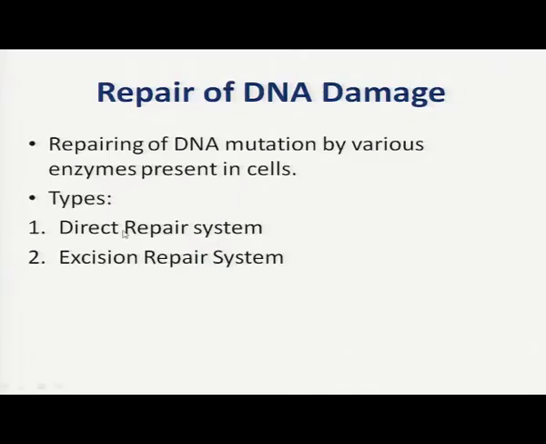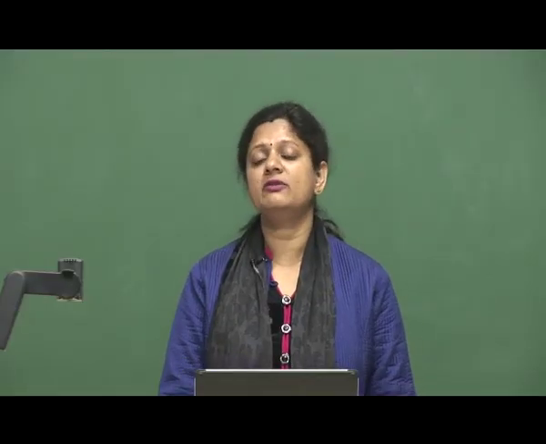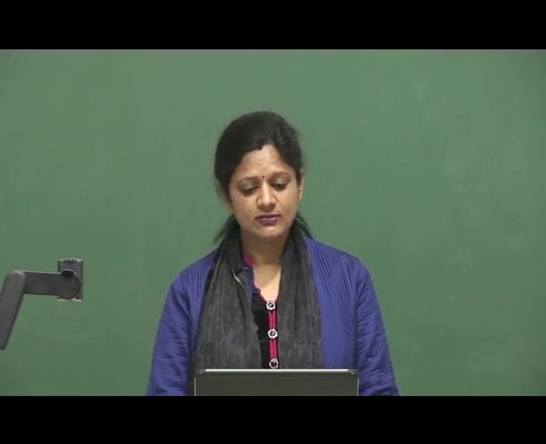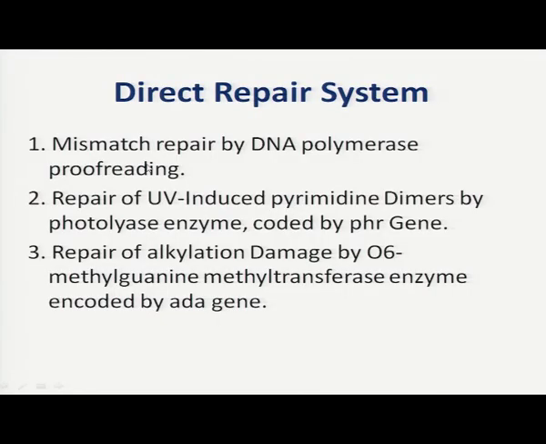In case of direct repair system, the damage is reversed at the same time, only the damaged portion is corrected, and in case of excision repair system, along with the damaged portion, certain normal fragments of DNA also get removed from the DNA and then the gap of the DNA will be covered up or replicated by DNA polymerases. So, direct repair system has different types of mechanisms or different types of enzymes.